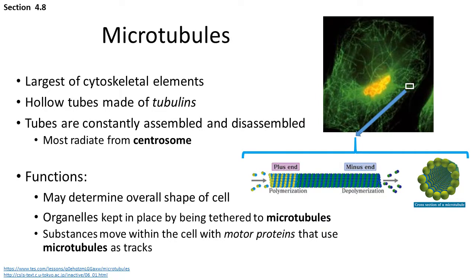Microtubules are the largest of the cytoskeleton elements. They are made of hollow tubes of tubulin subunits. So they're composed of hollow tubes that are made of tubulin subunits. These tubes are constantly being assembled and disassembled. At one end they're being disassembled, at the other end they're being assembled. Most radiate out from the centrosomes, which include the centrioles.